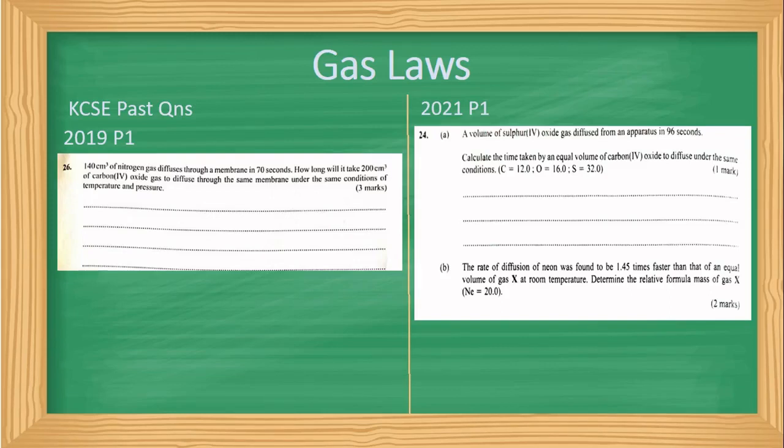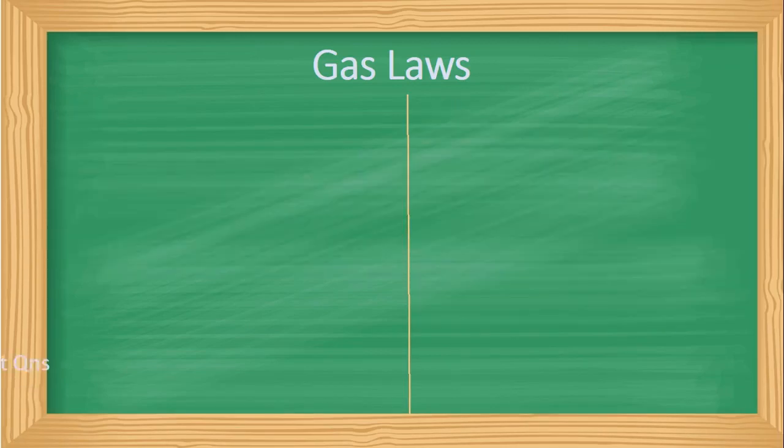In 2021 paper 1 there was a similar question. A volume of sulfur 4 oxide gas diffused from an apparatus in 96 seconds. Calculate the time taken by an equal volume of carbon 4 oxide to diffuse under the same conditions. You just use the same knowledge like we have discussed. The rate of diffusion of neon was found to be 1.4 times faster than that of an equal volume of gas X at room temperature. Determine the relative formula mass of gas X. That you can also be able to calculate.